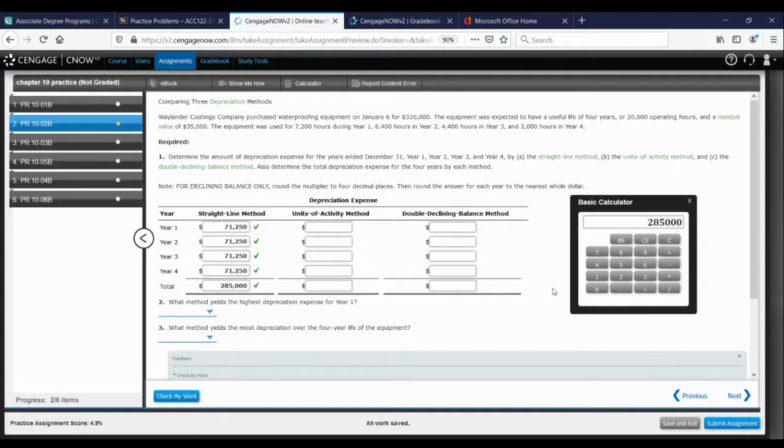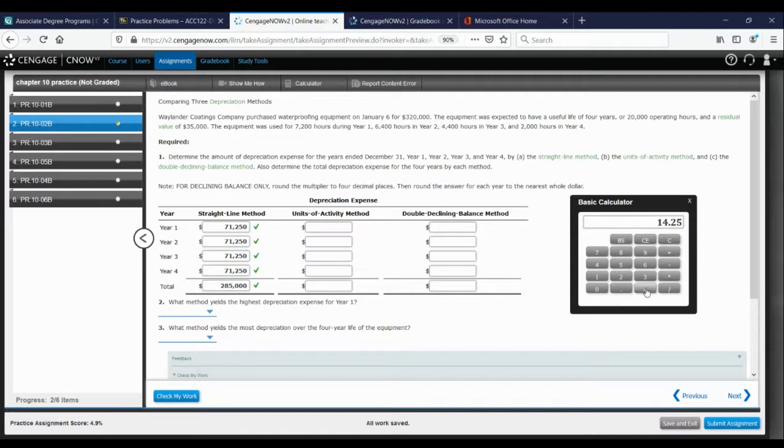This time with the units of activity method, instead of dividing by the useful life of 4 years, we're going to divide by the total operating hours that this machine is expected to be used during its life. So we're going to take this 285,000 and divide it by 20,000, and what this will give us is a depreciation rate. The depreciation rate is $14.25. And that's going to be the amount that we will use for each hour that is used.